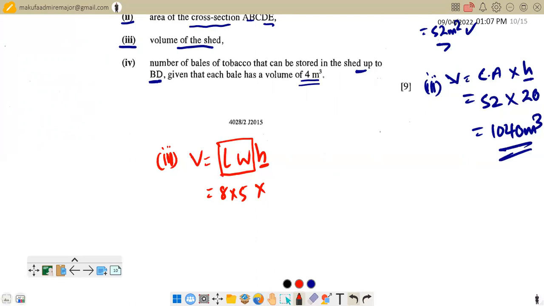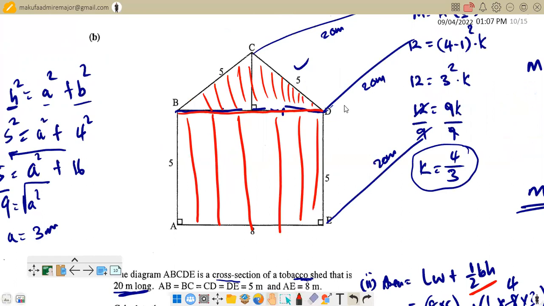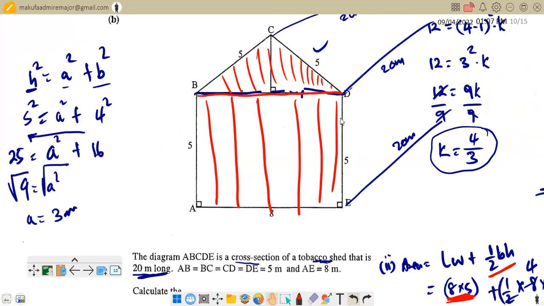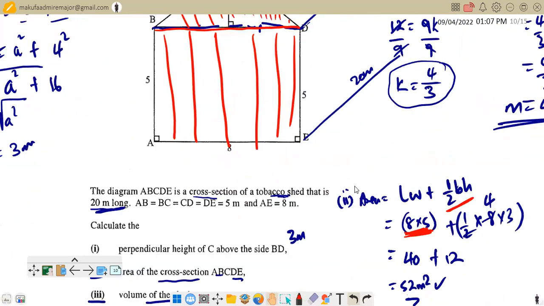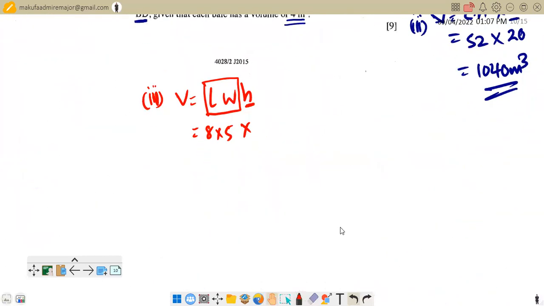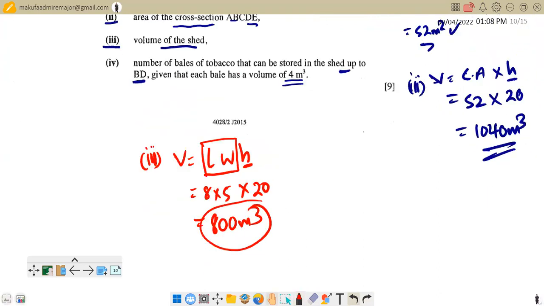The height still remains the same. If you remove this part to say it's no longer there, it doesn't mean the height is changing, because the height that you're talking about is how long this cross section is to the other cross section. So the distance between these two cross sections is not going to change. It is going to remain as 20. All right, so we're going to use 20 in this case. So that is our new volume. The new volume is going to be 800 cubic meters. So this is the volume where we are going to store the bales of tobacco. But we are given that each bale here has got what?